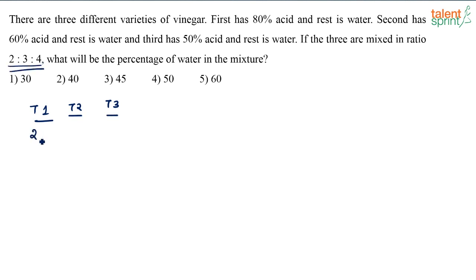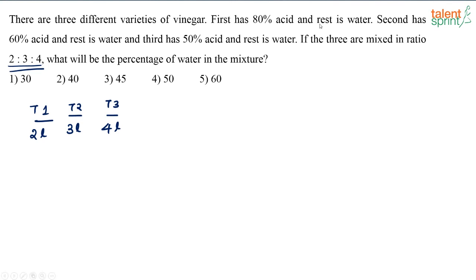So, assume you are taking 2 liters of type 1, 3 liters of type 2 and 4 liters of type 3 and you are mixing. So, just take these numbers and solve, it will be very easy for us to get the answer. So, I am assuming we are taking 2 liters of type 1, 3 liters of type 2 and 4 liters of type 3. Now, what is happening?